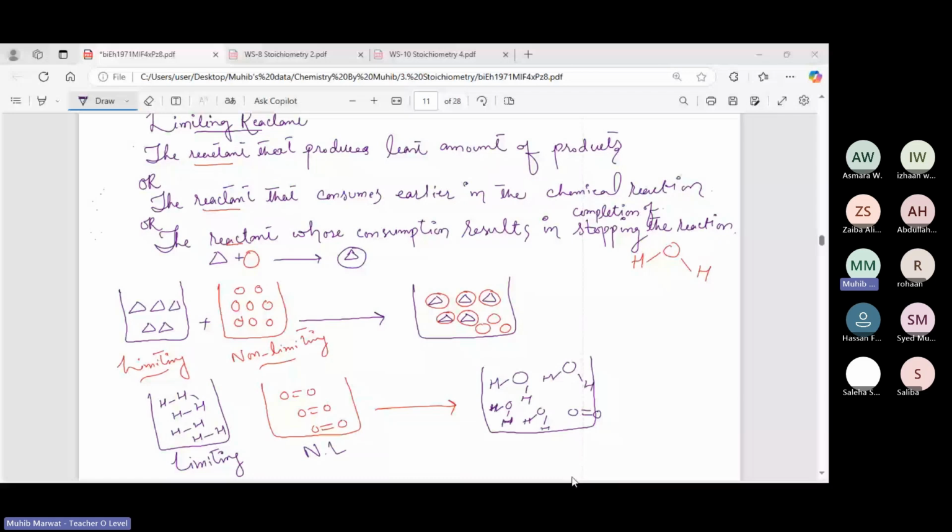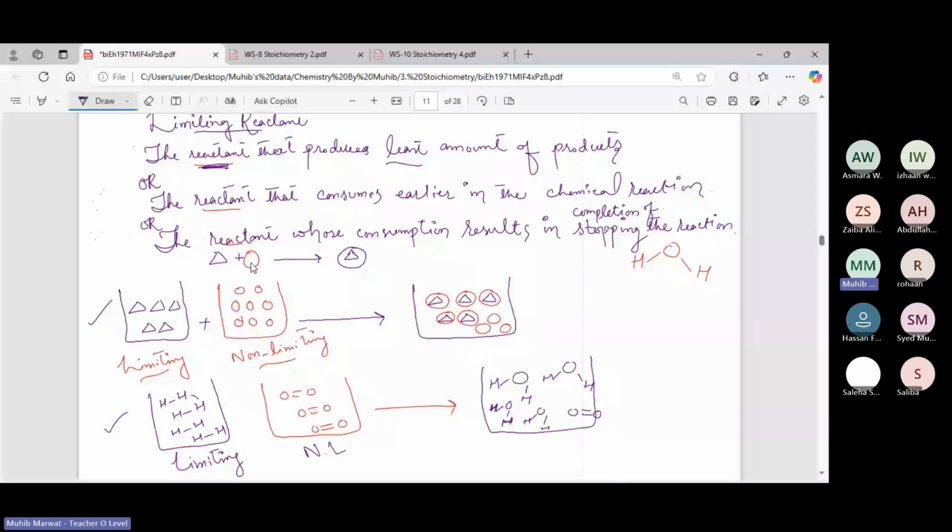I'm just giving you an overview, and also I'm revising it again. So basically, a limiting reactant is a reactant that produces the least amount of product. We have taken a simple diagrammatic example. For example, we have 5 triangles and 8 circles, and we know the reaction rule that one triangle will need 1 circle to make a product, right?